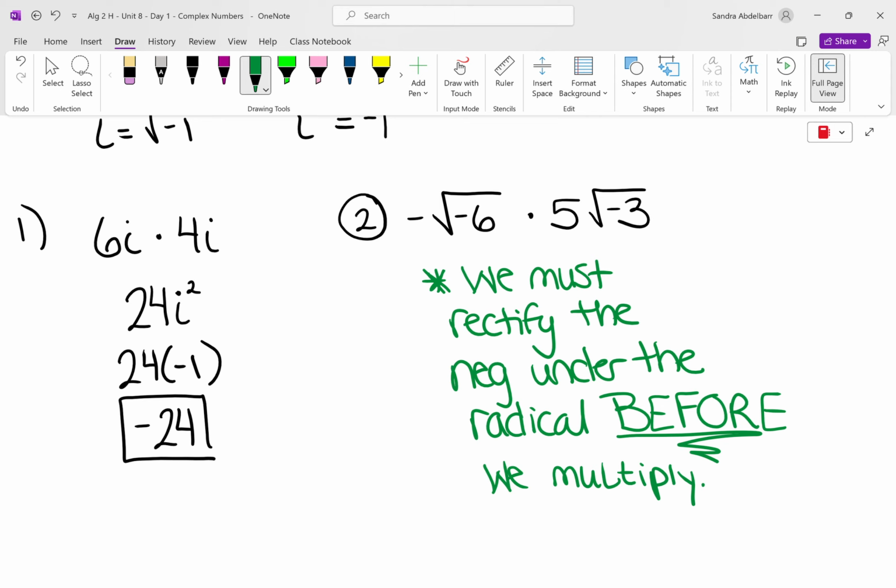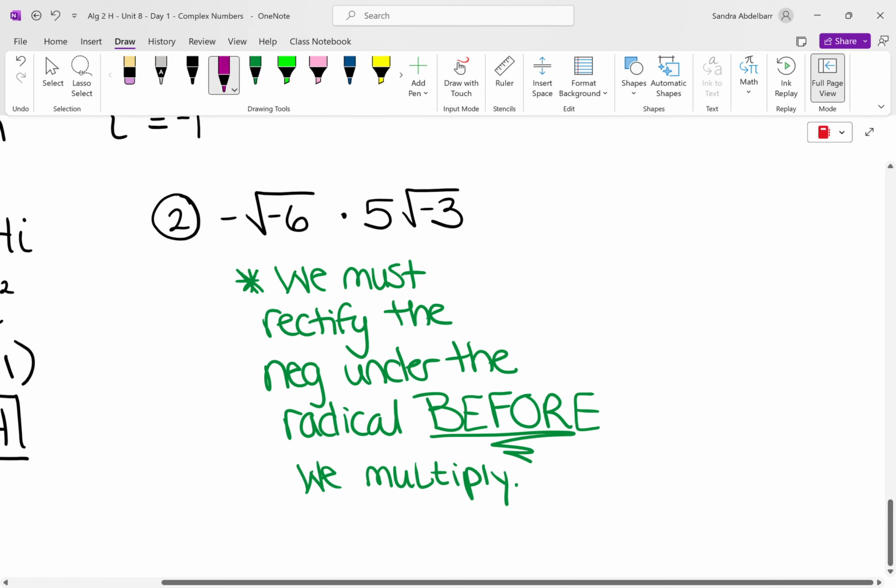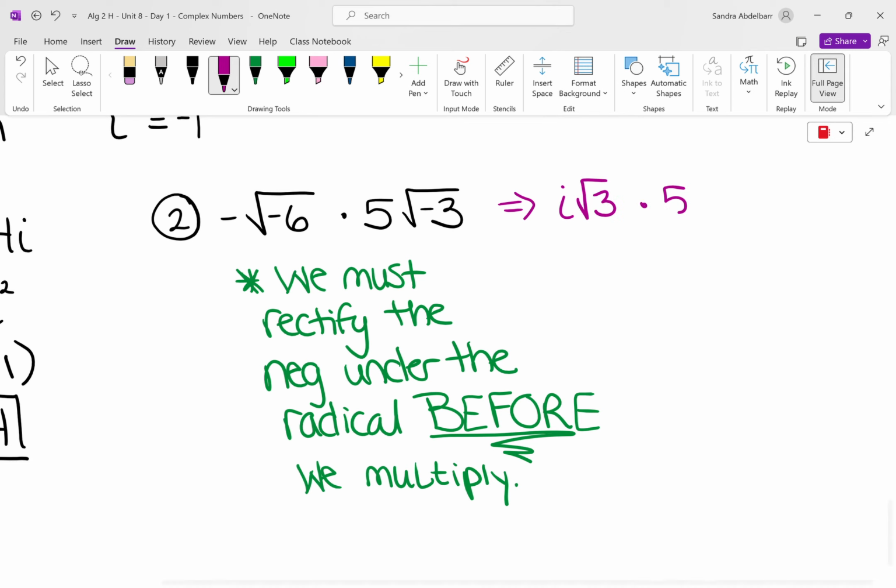That's huge. If you do not take care of the negative under the radical and you just multiply first, you're going to get the wrong answer. You're going to make those two negatives into a positive, which then takes away our i, which is a big deal. All right, so we are going to fix the negative first.